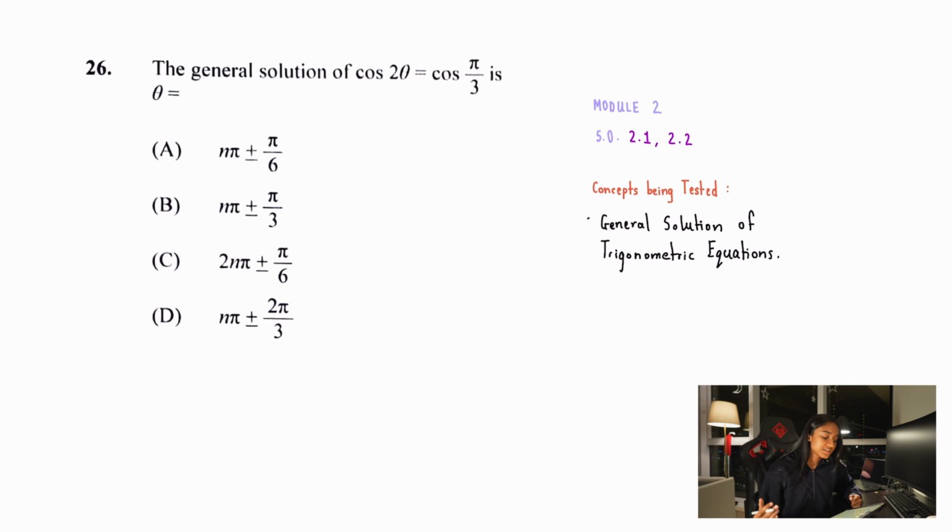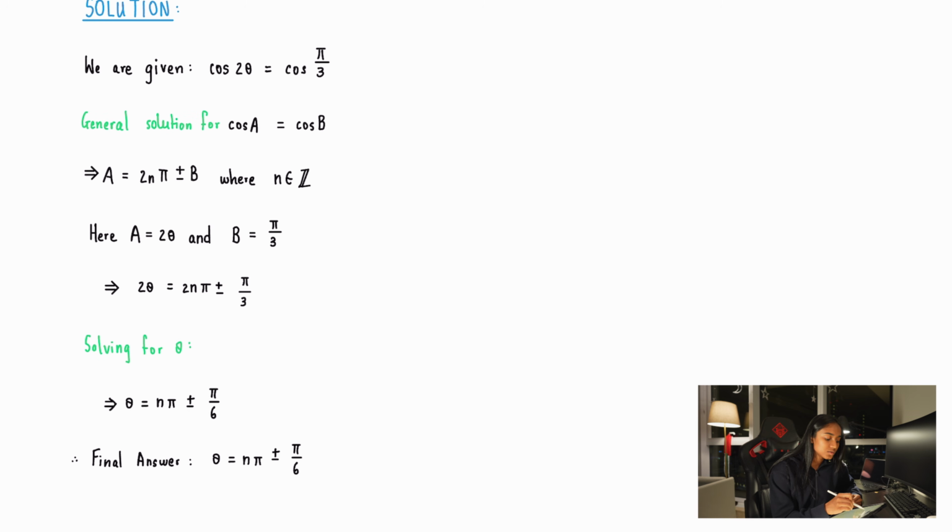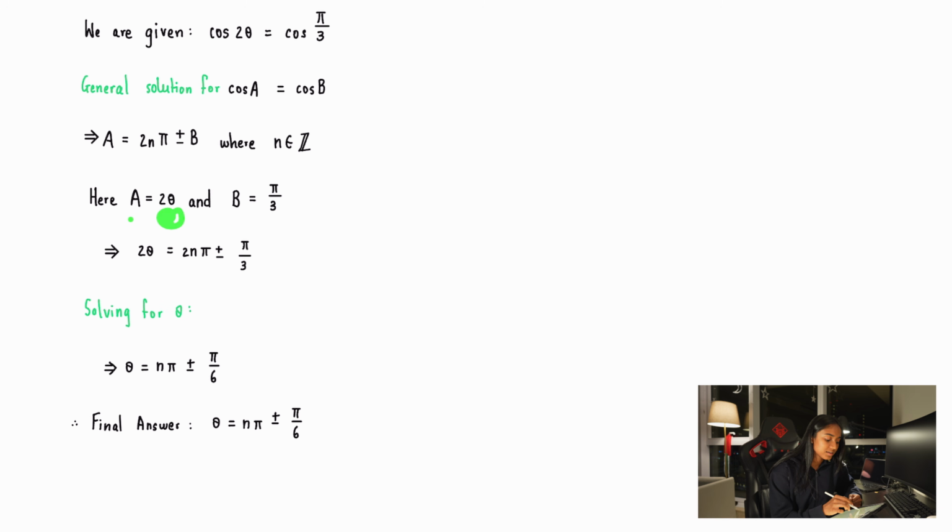Question 26. The general solution of cos 2θ is equal to cos π/3 is θ equal to which of the following? So we are looking at the general solution of trigonometric equations. So we need to recall firstly that the general solution for cosine equations cos A is equal to cos B is A is equal to 2nπ plus or minus B. Okay? So we are given cos 2θ is equal to cos π/3. The general solution we know. So we have A is equal to 2θ and B is equal to π/3.